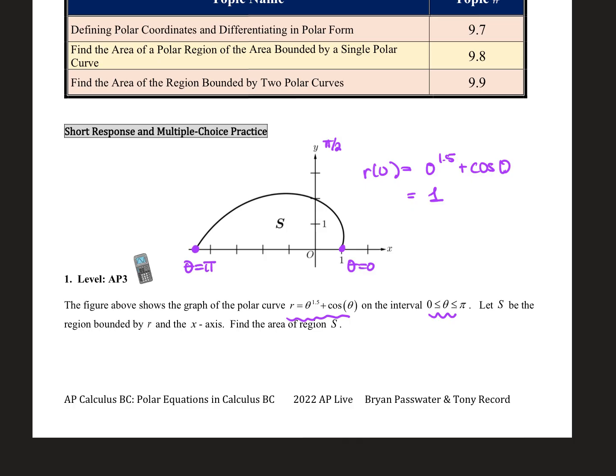So if I want the area of this, remember we're cutting our theta wedges. So our area is going to be 1/2 the integral from 0 to pi of r squared, and they will not ask you to integrate this by hand. You can put it in your calculator, and you're going to get this as approximately equal to this.